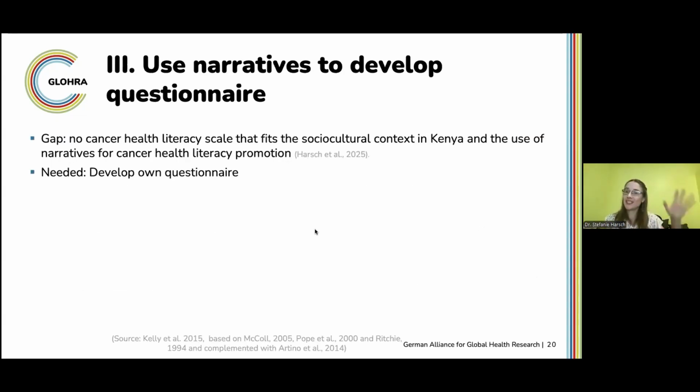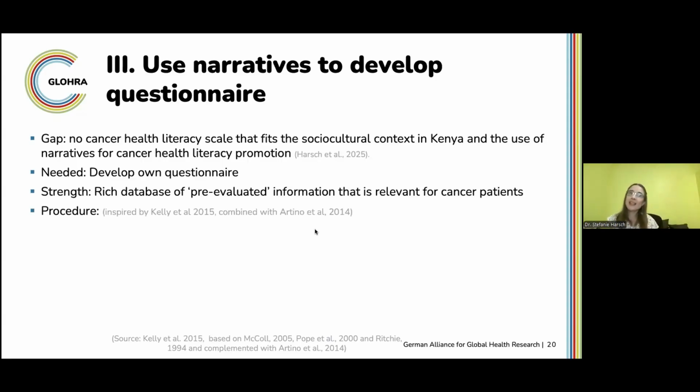So when we then moved on and said, now we have this database, we have these 40 beautiful cancer stories. Now we would love to see whether other cancer survivors or cancer patients can benefit from it. So we wanted to identify a cancer health literacy scale that fits the specific sociocultural context, the coping and social structures, and the use of narratives. However, we didn't come up with a single one that fitted, so we needed to develop a new questionnaire. But we were lucky because we already had this really, really rich database of pre-evaluated information that cancer survivors shared, knowing these stories are going to be shared with cancer patients. So they selected what is relevant and what is not.